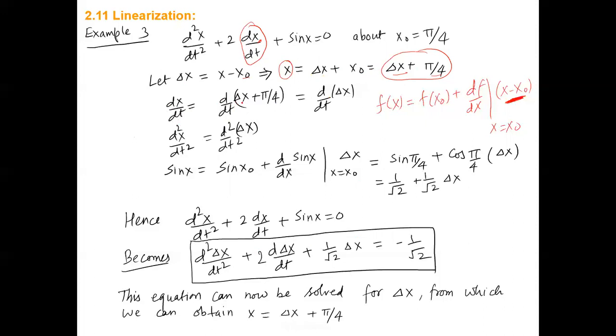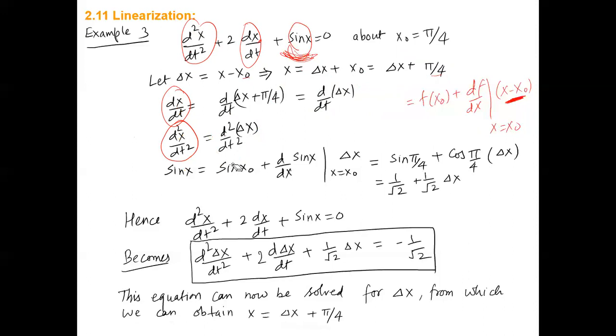Then how do you find the derivative of this guy? It's like that. The derivative of the constant is definitely 0, and you just have this guy here. Similarly, for the second derivative, you have to take the derivative d over dt again, so that means d squared x over dt squared. Because you need both of them: the second derivative here, then this first derivative here, and also sin x here. Now you have to linearize the sin x also.